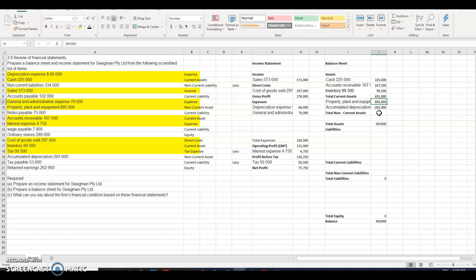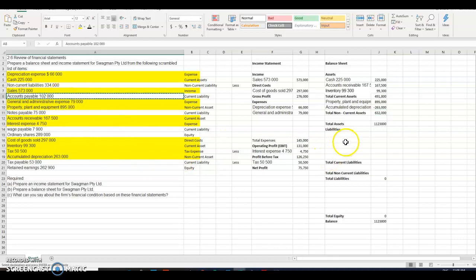So that's probably what we could realize if we were looking to sell the equipment. So accumulated depreciation is always a negative amount recorded in the non-current assets area. And so now, $632,000 is the carrying value of our property, plant, and equipment for Swagman Proprietary Limited. Next on the list is we're going to do current liabilities.